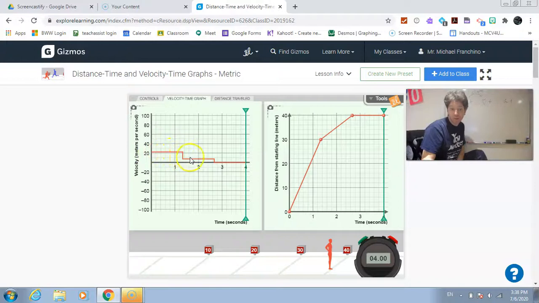Now if we switch this to a velocity time graph, it just looks like this. They're horizontal lines. Now a horizontal line on a DT graph means your position isn't changing. On a VT graph it means your velocity is not changing. If you had changing velocity, which I can't do on this simulation, then the slope of that graph would give you acceleration.